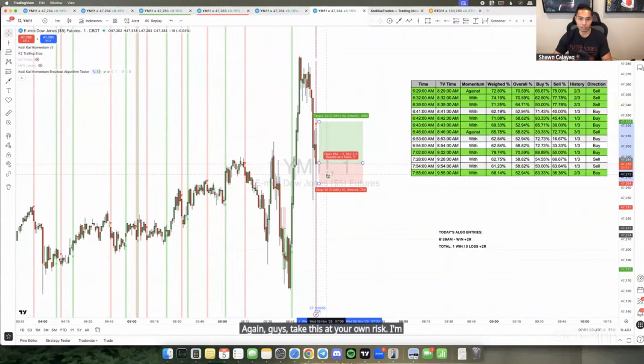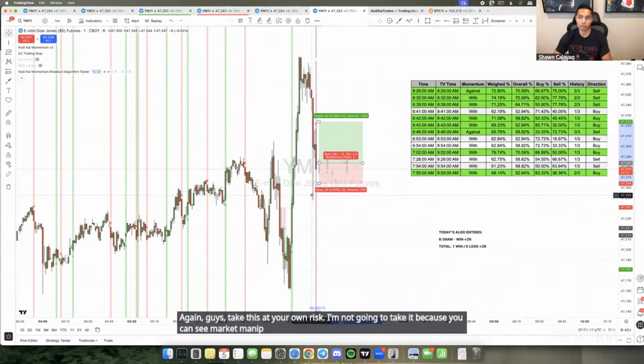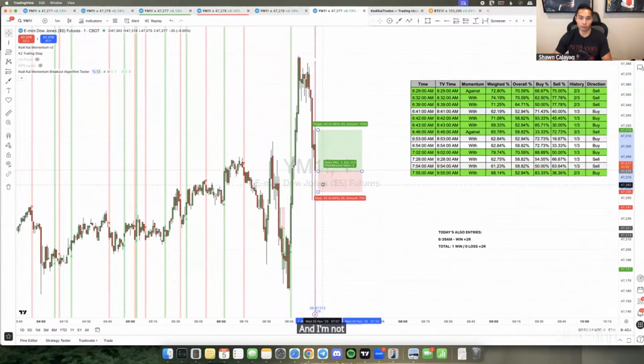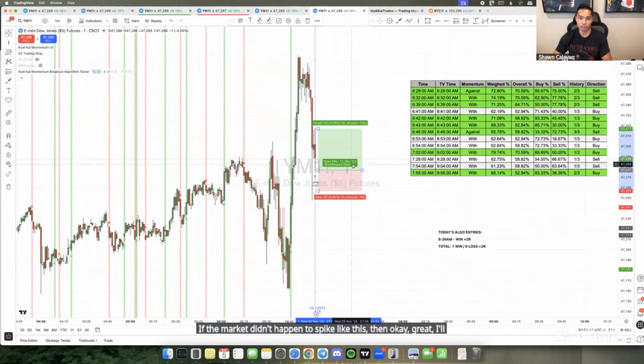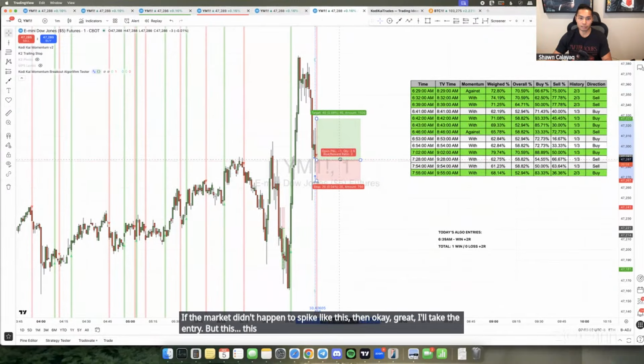I'm not going to take it because you can see market manipulated right here at the 7 o'clock, and I'm not willing to take that risk, right? If the market didn't happen to spike like this, then okay, great, I'll take the entry. But this here is considered a risky entry in my opinion for the obvious reasons.